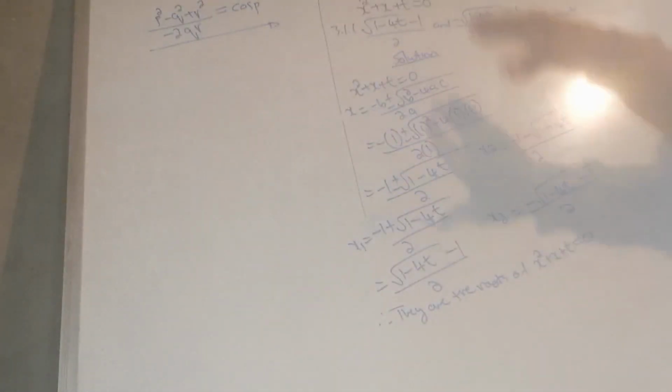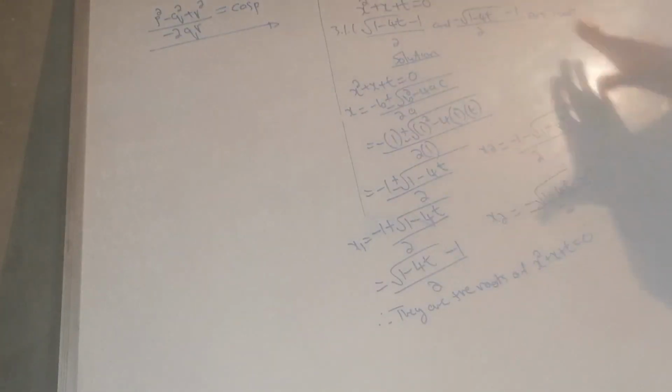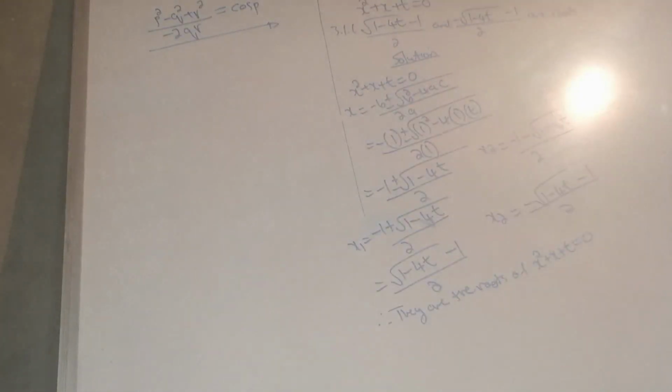We are fine. So it was a little bit tricky. They say to show that these are the roots of this. So you just apply your formula and substitute the values of a, b, and c, and it will work out exactly the way they want it to work out.